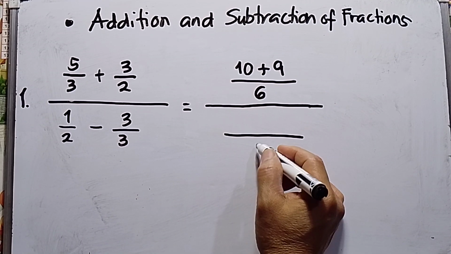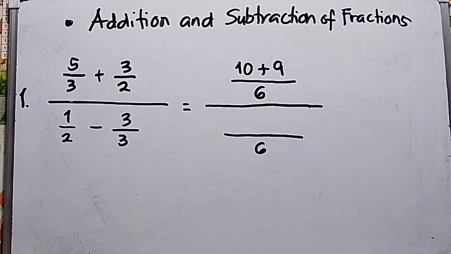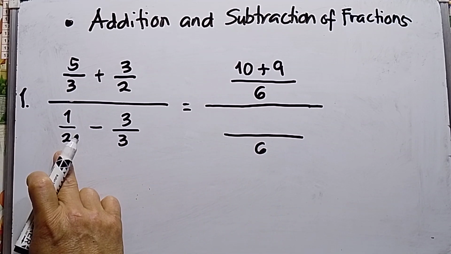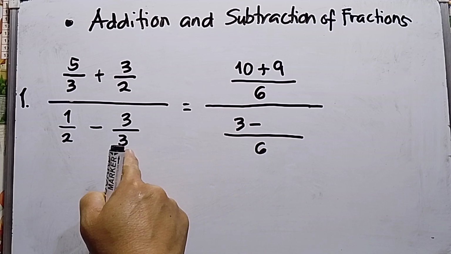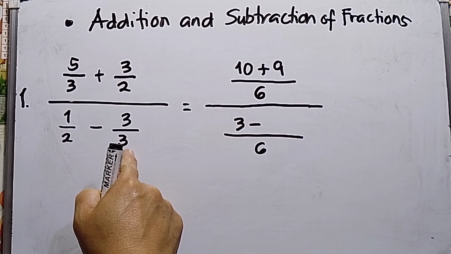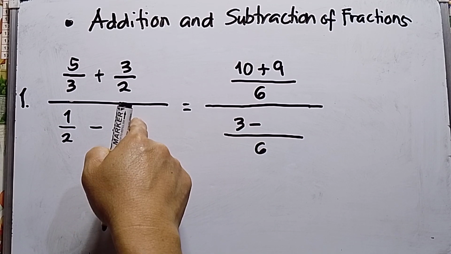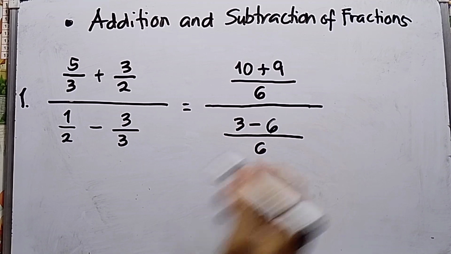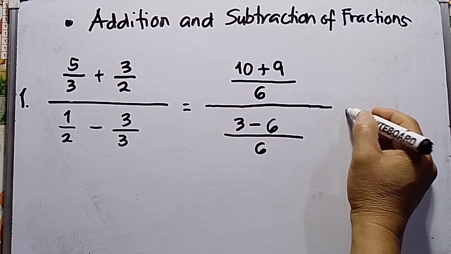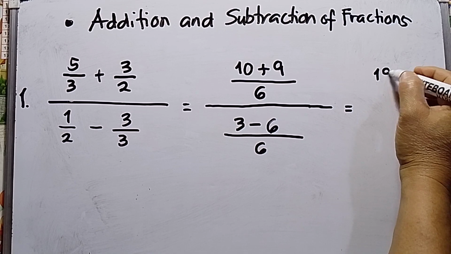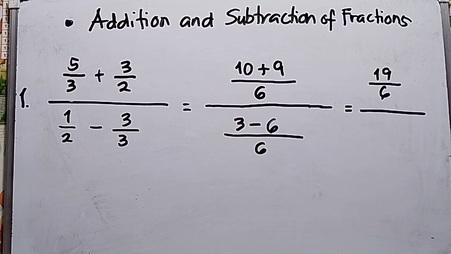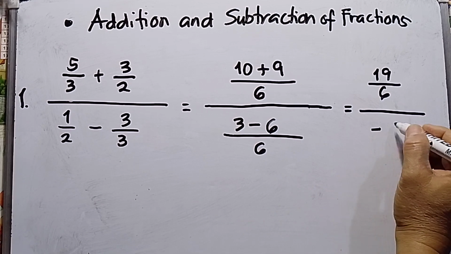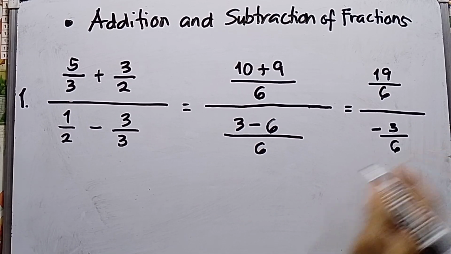So find the LCD. 6 because 2 times 3. 6 divided by 2 is 3 times 1, 3. Minus 6 divided by 3, 2 times 3, 6. Okay? So this will be 19 over 6 divided by, what is 3 minus 6? This is minus 3 over 6.